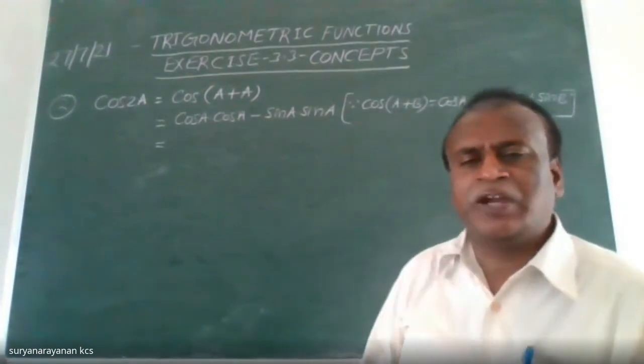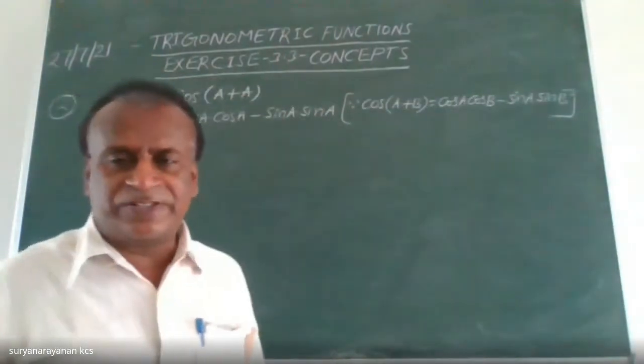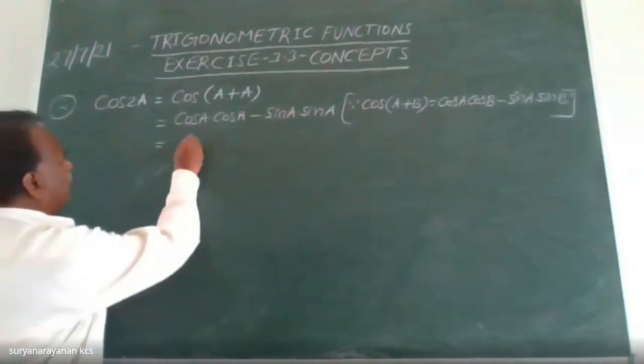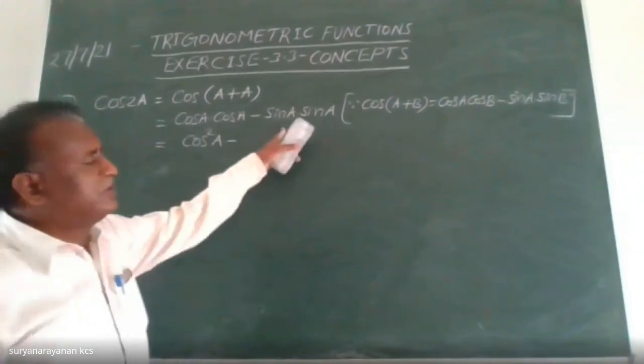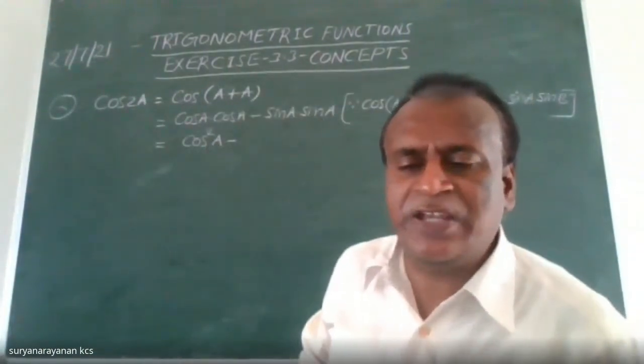Now you came to that point. Cos A into cos A is the same as x into x square. Similarly, here cos A into cos A. What will you write? Cos square A minus sin A into sin A. How do you write sin A into sin A?